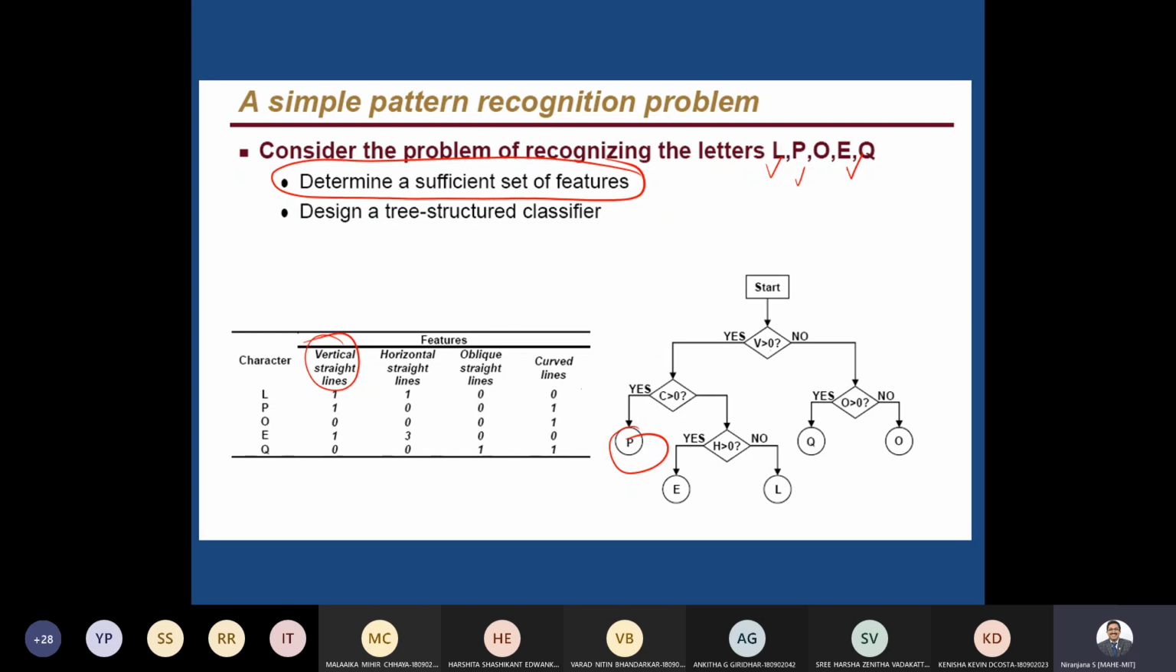So multiple features should be extracted so that you should be able to go across a tree. It is a structured way of achieving labeling of a particular pattern, using multiple decision rules at different branching points or nodes. You can call it a node. At each node, you'll have a rule.